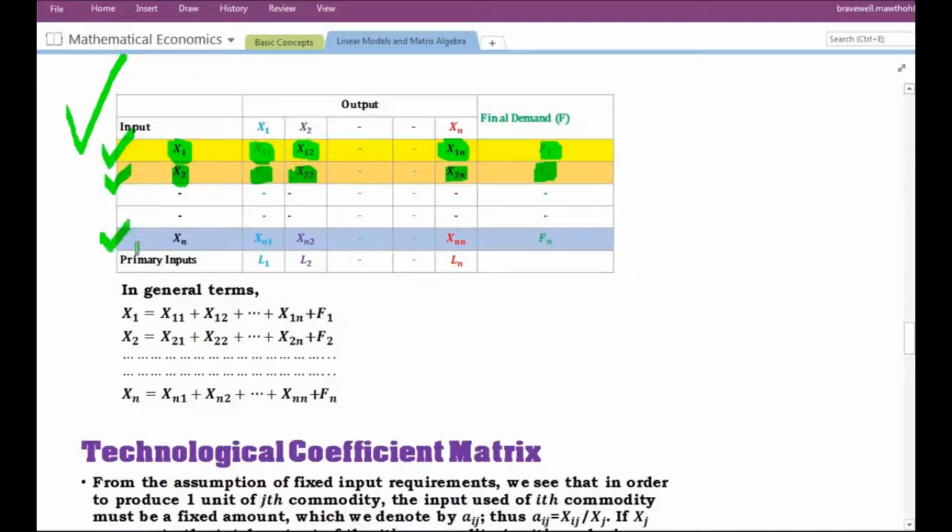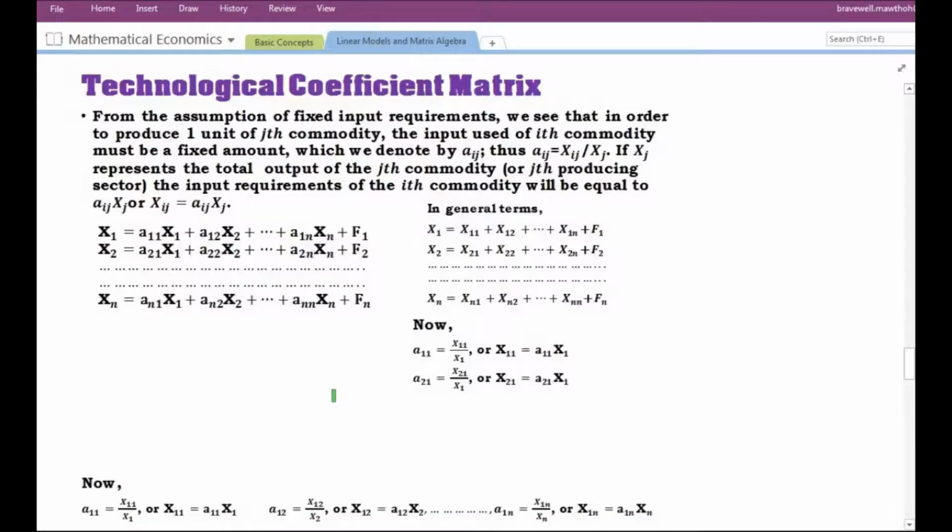Again, if we look at this row, it tells us that the output of the nth industry in an economy is being demanded as intermediate input by the first industry, by the second industry, and by the nth industry, that is itself. Part of its output is also being demanded as final good by the consumers. Rewriting the above input-output table in equation form, we have already discussed the technological coefficient matrix in case of three industries.